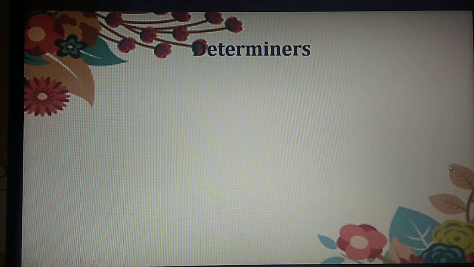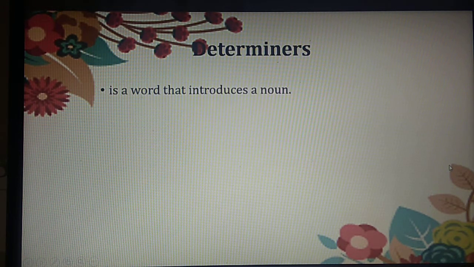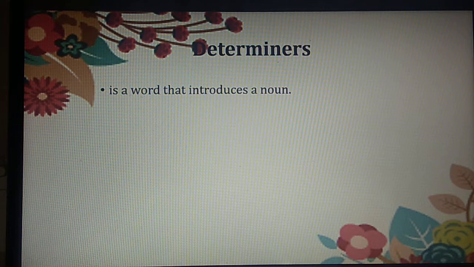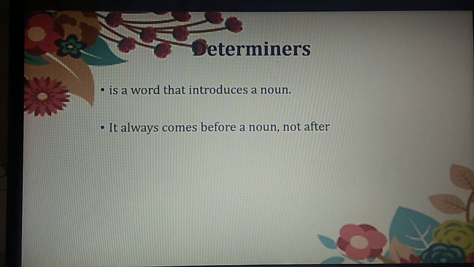Before that, let us understand the meaning of determiner. So basically, determiner is a word that introduces a noun. Noun is a name of a person, place, animal or a thing. So it introduces a name of a person, place, animal or thing. It always comes before a noun and not after it. So a determiner would be there before a noun.